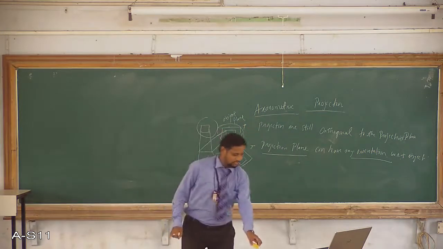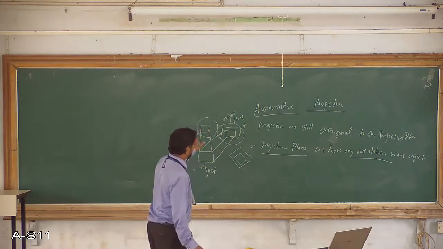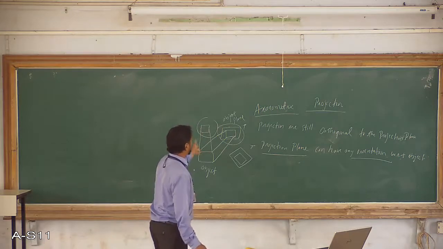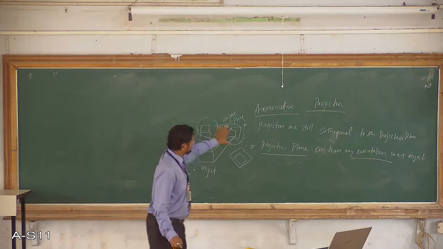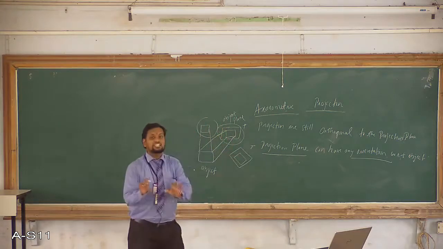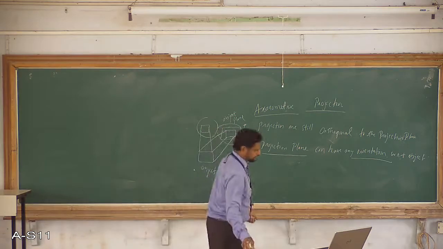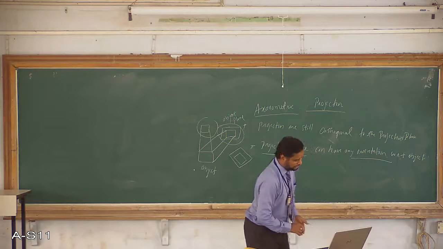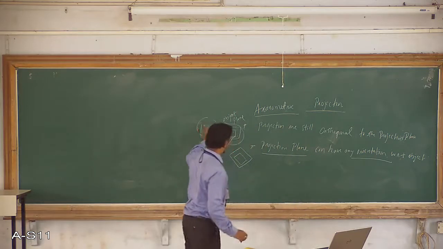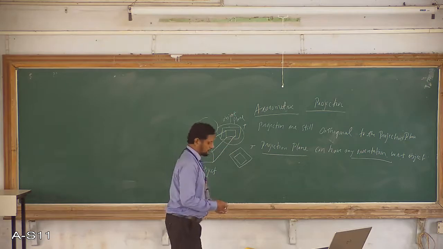The projection plane keeps on changing or is oriented with respect to the object given. This is the object and these are the projection planes oriented at different places. So you can say this is the top view, this is a side view and this is oriented a different way.